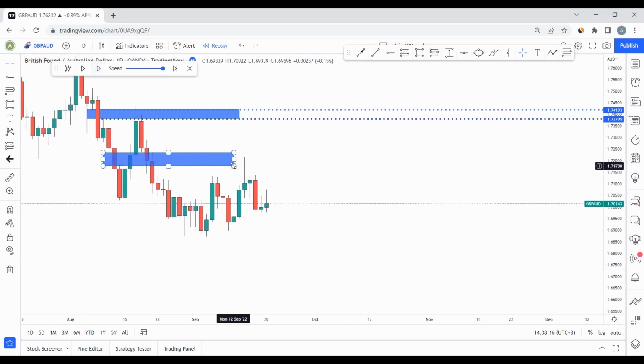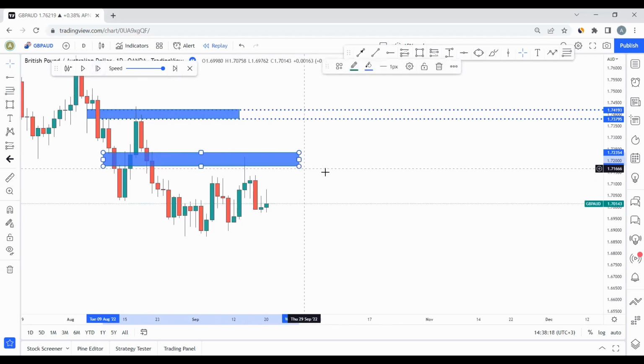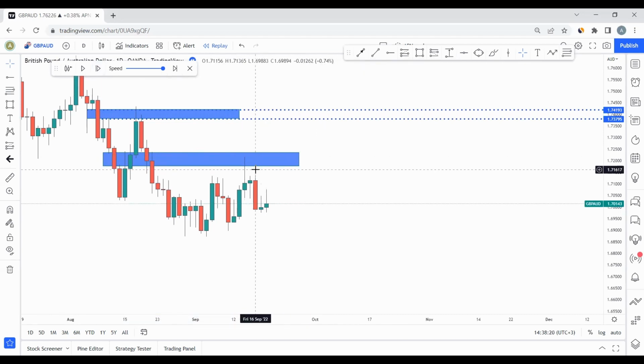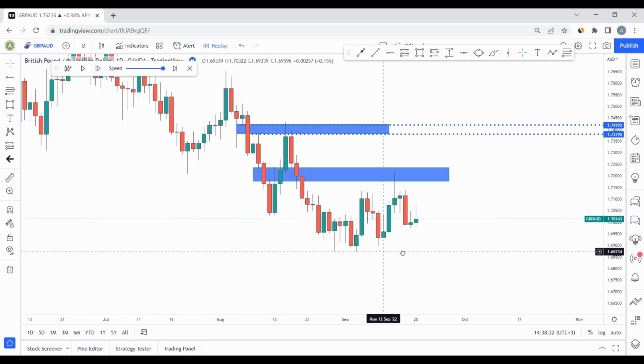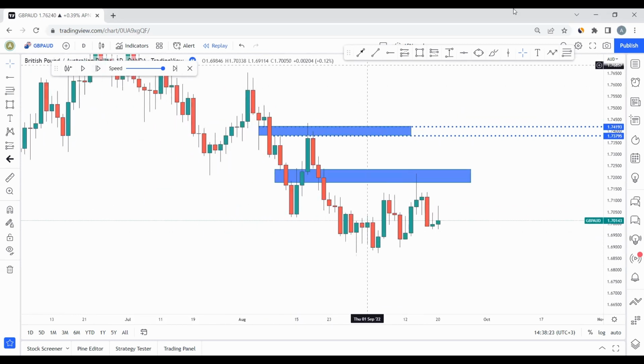Okay. When we extend this imbalance region here like this, you can clearly see price reacted to it. So we just need price to keep filling up those areas. Now, someone may be wondering, how did we get this imbalance?